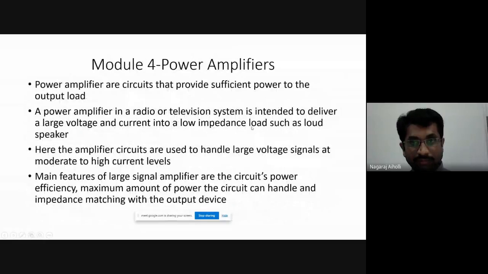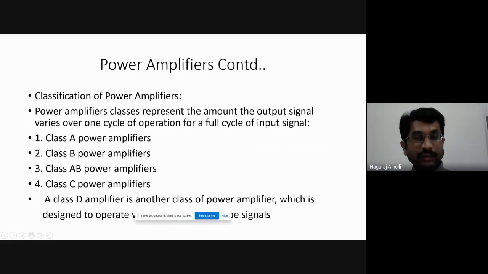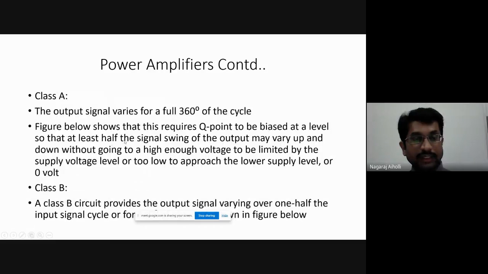The definition of power amplifiers. What is a power amplifier? Power amplifiers are circuits that provide sufficient power to the output load. That is, output power is more than the input power. Okay, so such amplifiers are called power amplifiers, and they are usually used to handle large voltage signals. Then the classification of power amplifiers we have discussed, that is class A, class B, class AB, class C, and class D power amplifiers in detail, considering a few points on each.